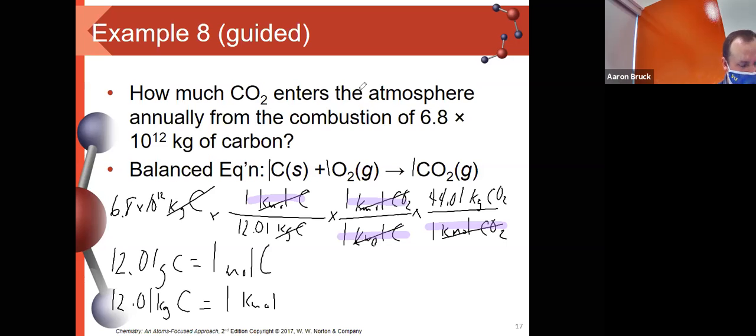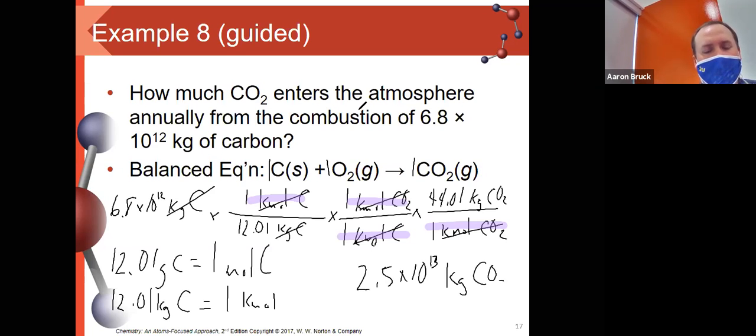6.8 times 10 to the 12th times 44.01, divided by 12.01, to two significant figures, I get 2.5 times 10 to the 13th kilograms of CO2.